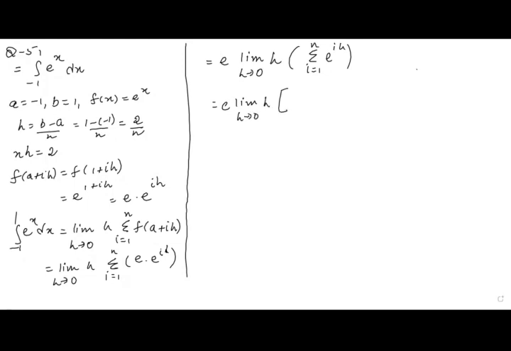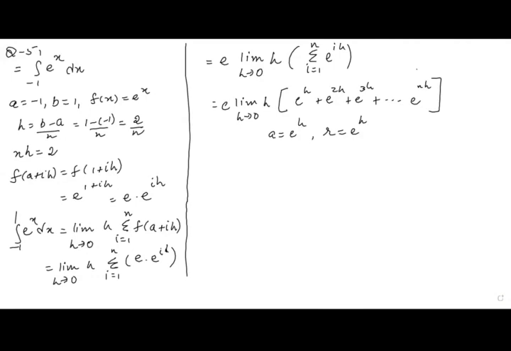If I give the value of i as 1, then I will have e raised to h, e raised to 2h, e raised to 3h, up to e raised to nh. As you can see, this is a GP forming with first term a as e raised to h and common ratio also e raised to h.